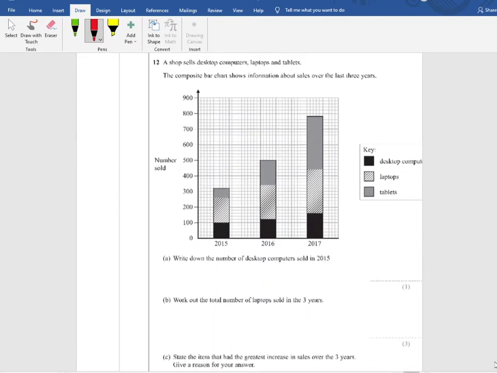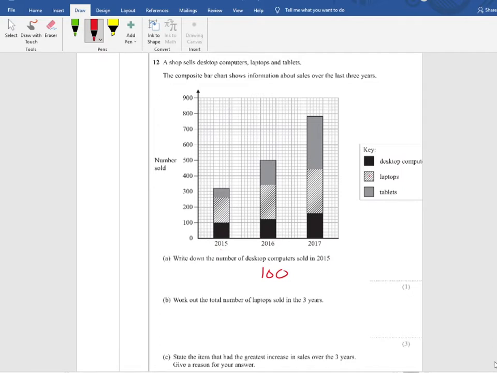Right, a shop sells desktops, laptops and tablets. That is the key. Write down the number of desktops sold in 2015. Desktops is black, so it's 100. Write down the total number of laptops. Laptops is the stripy ones.